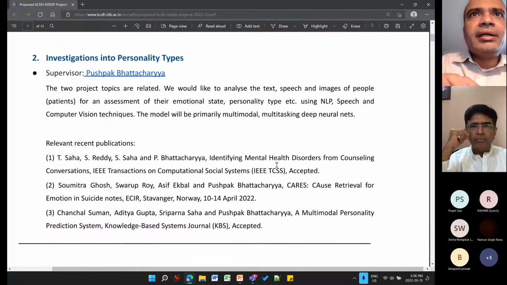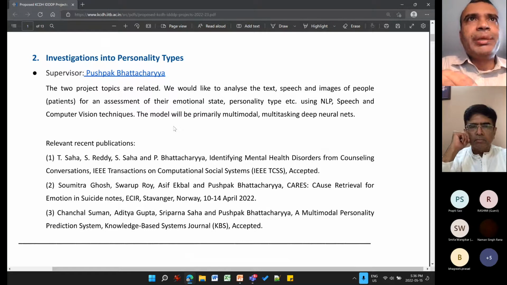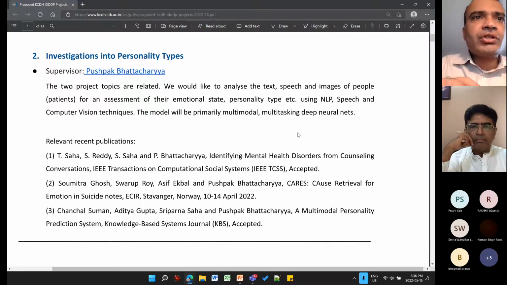I think this second project is quite similar, except that the medical diagnosis would be different here. They are looking at different personality types, again using the same multimodal data and multitasking neural networks. Any questions on these two?